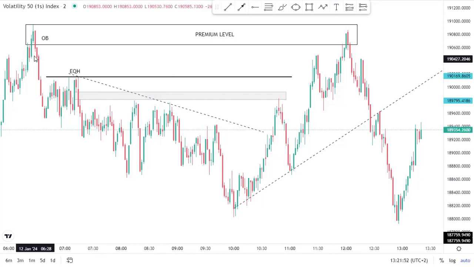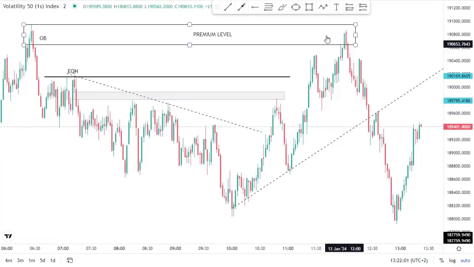They tapped on the imbalance, but I saw that this was just a fake move because we have a premium level above, which is an OB. Then guess what happened? The market touched the OB, and after it touched the OB, the market strongly sold.